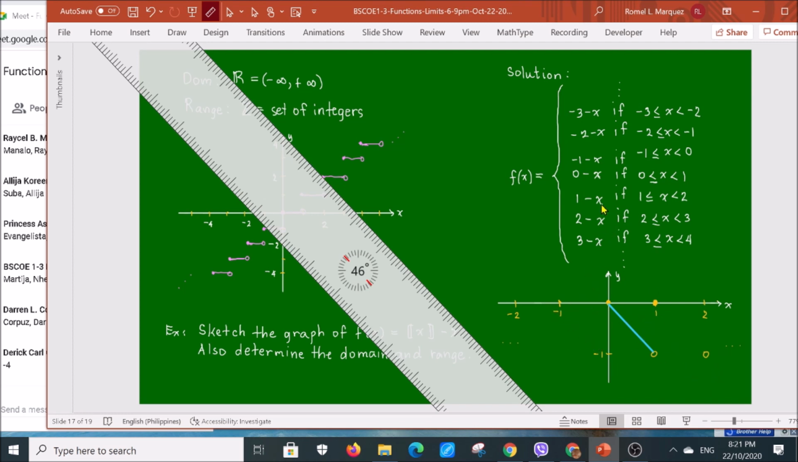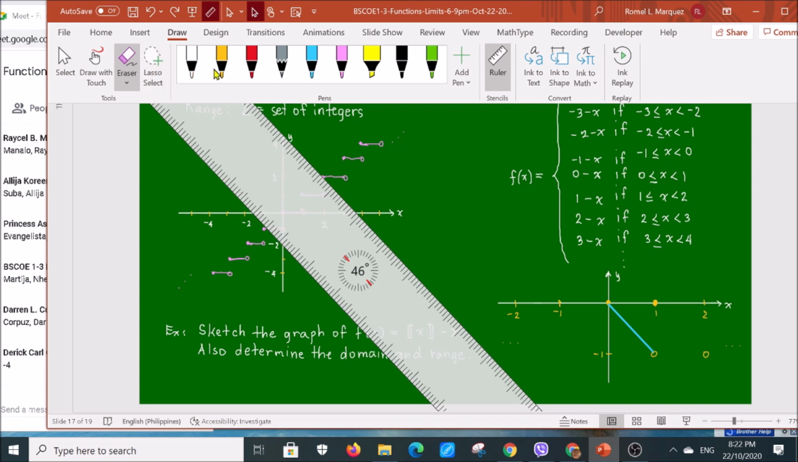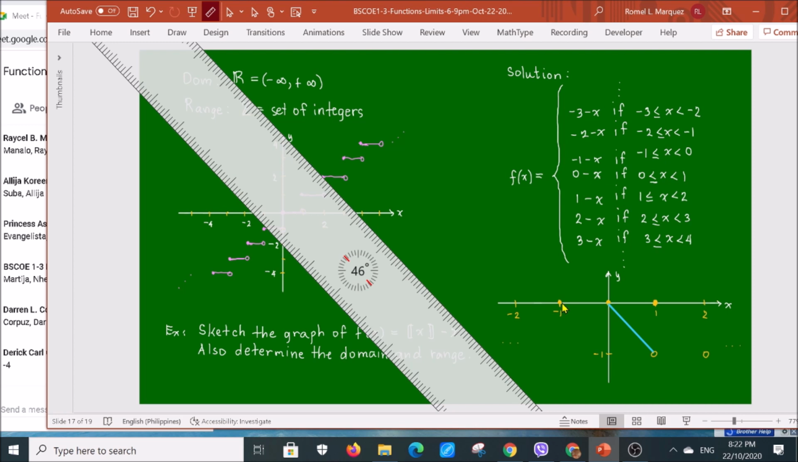So when x is, let's go up. When x is negative 1, negative 1 minus negative 1 is 0. Oops, it got erased. What is that? That's the good thing about PowerPoint, you can undo. When x is 0, negative 1 minus 0 is negative 1. So open here, open. Okay?